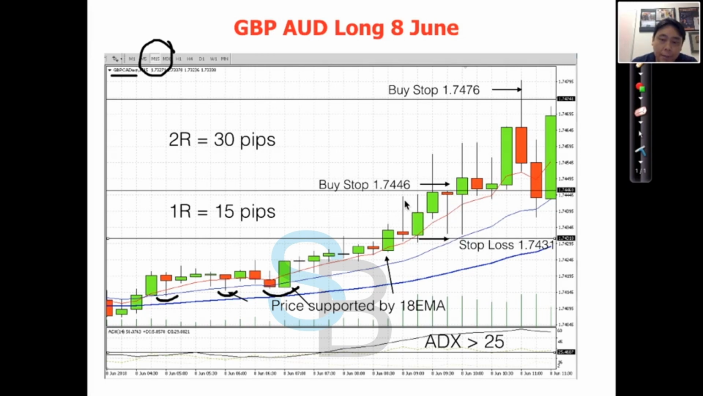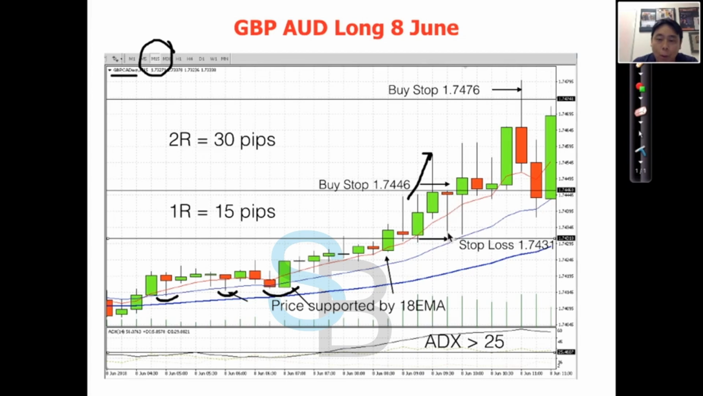So again, you can see this was my impulsive candles. All right, this is the impulsive candles, higher high, and this was just one corrective candle, right, which was this pin bar. So make a lower high, and again it goes near my 18 moving average. Okay, so I place my buy stop order just above the high of this candle, which is 7446. My stop loss is just below the low of this candle at 7431.